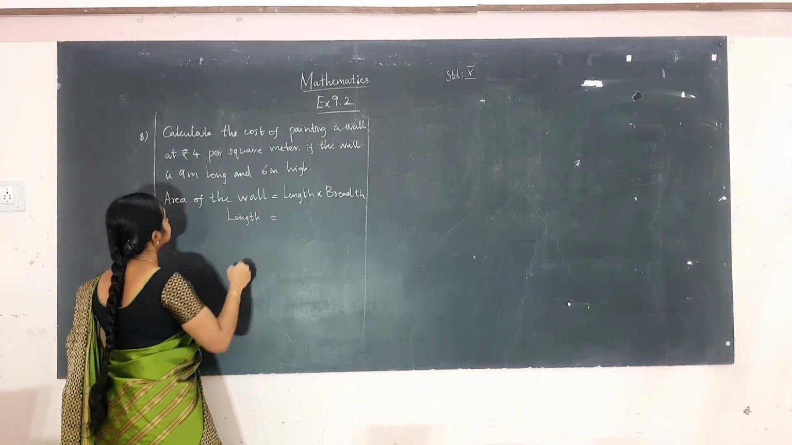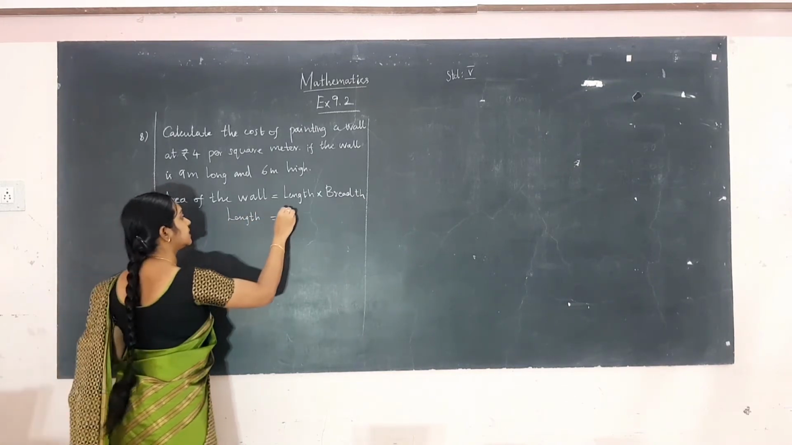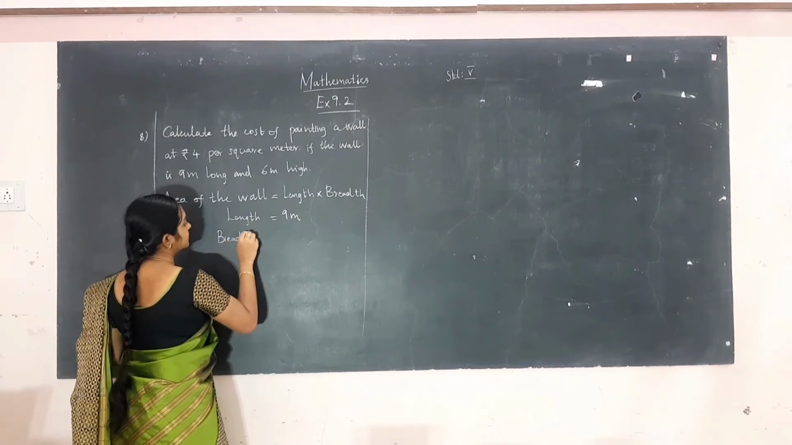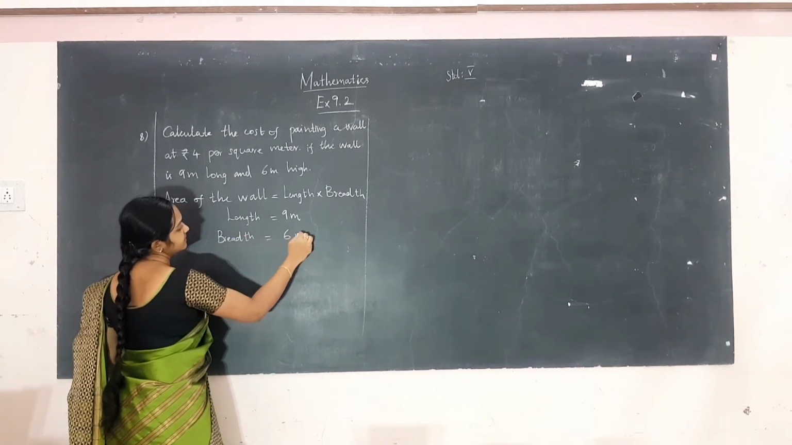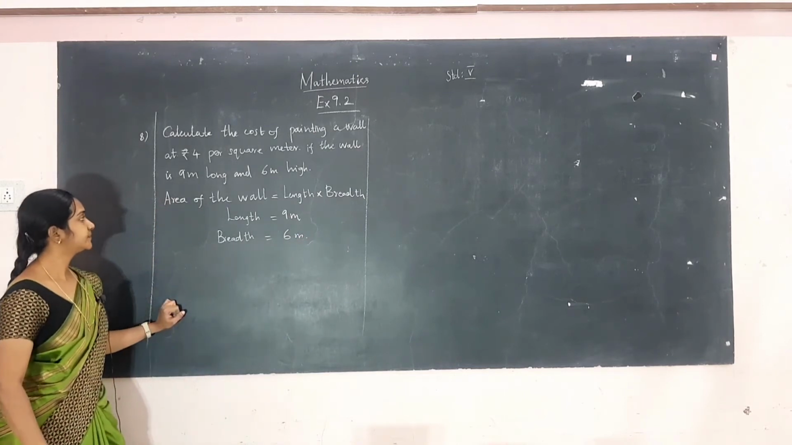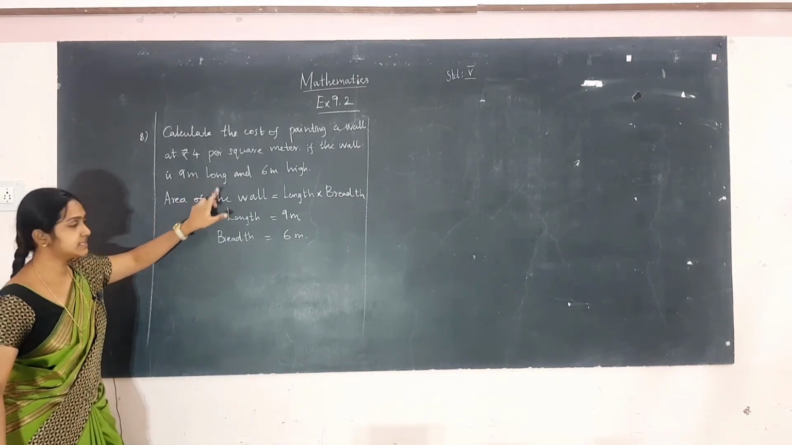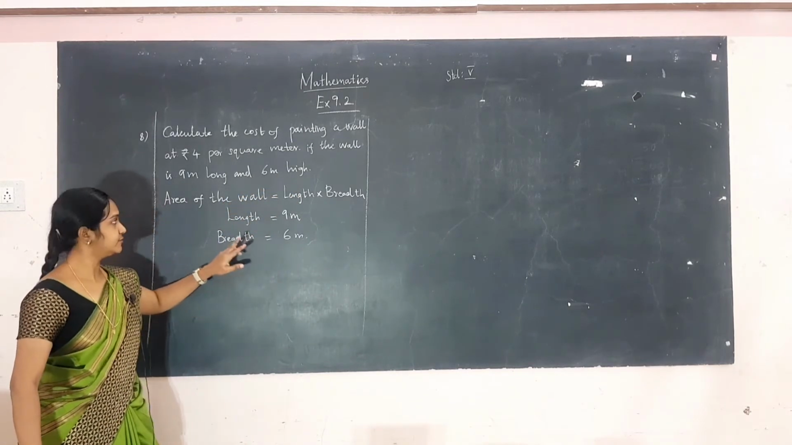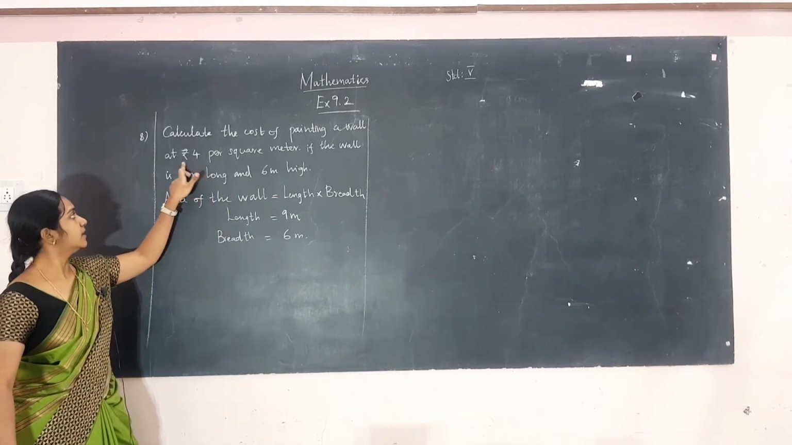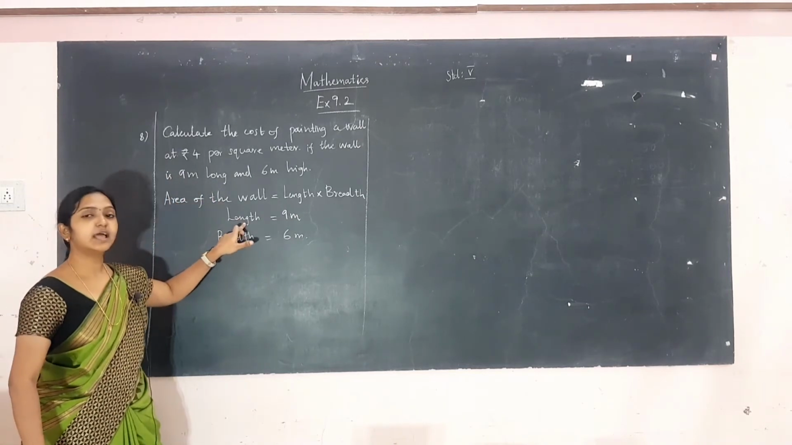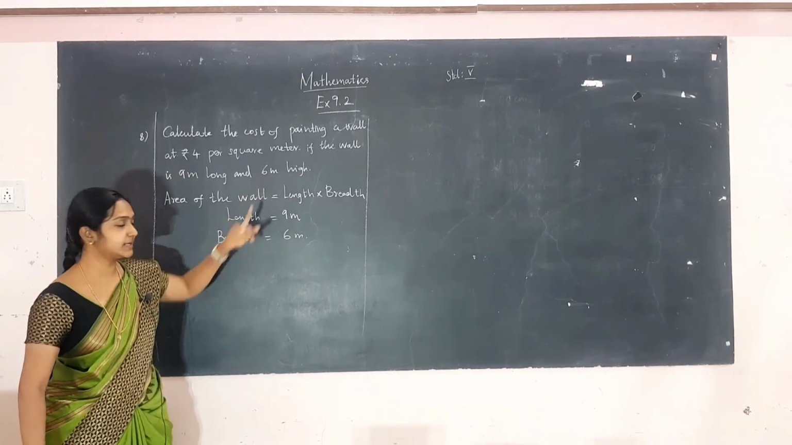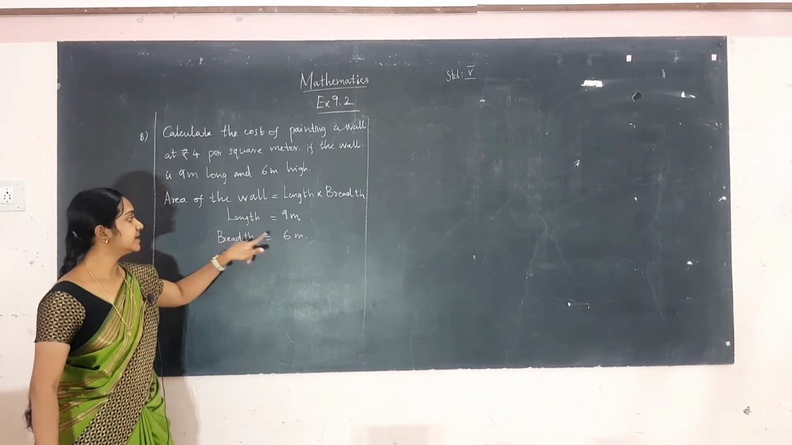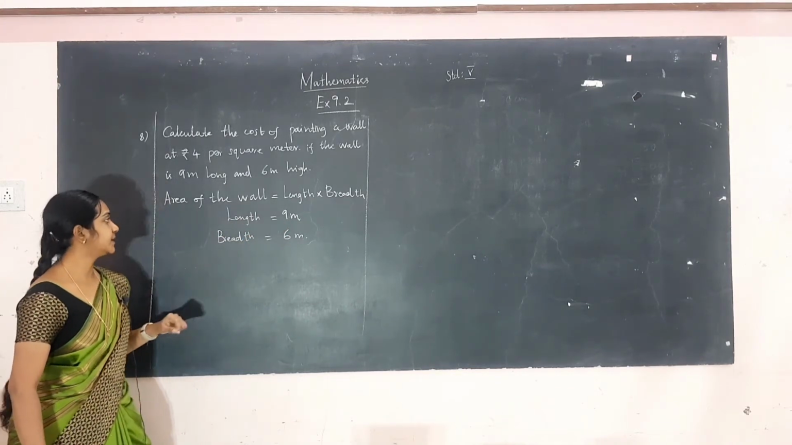Length is given as 9 meter. Breadth is given as 6 meter. 9 meter long means it is length. 6 meter high means it is breadth. If it is confusing, use the largest measurement as length and the shortest measurement as breadth. Here 9 is greater, so it must be length. 6 is smaller, so it must be breadth.